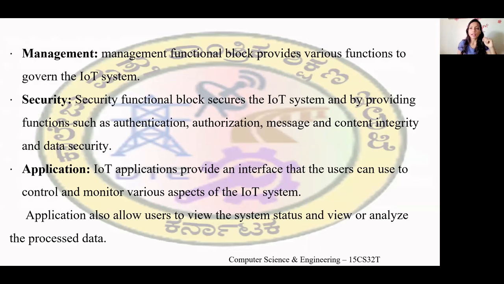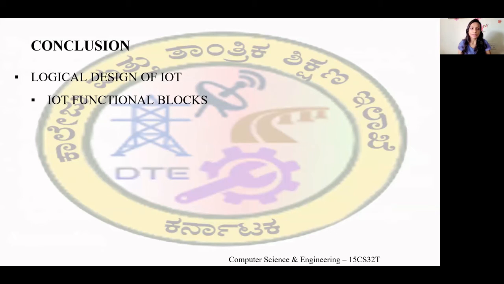Security is to make the entire system secure via authentication, authorization, message and control integrity, and data integrity. And last is application, with which the user can monitor and control various aspects of the IoT system. So this was today's topic, wherein we started with the logical design of IoT, how it logically looks, and how, based on functionality, we can divide your IoT.